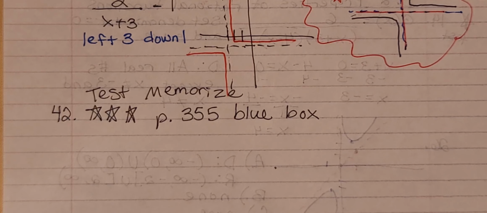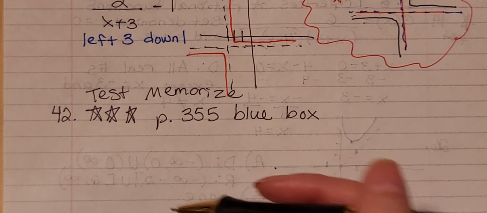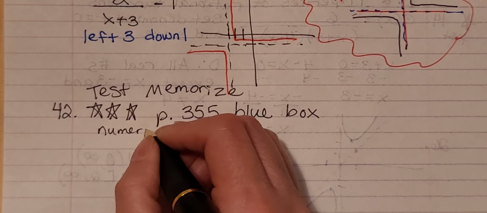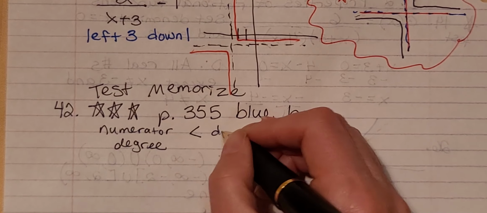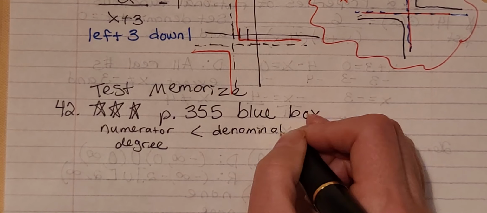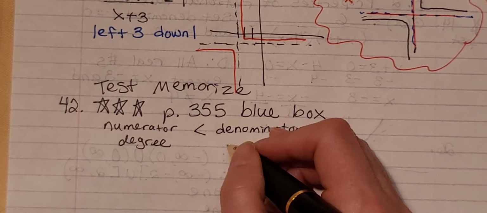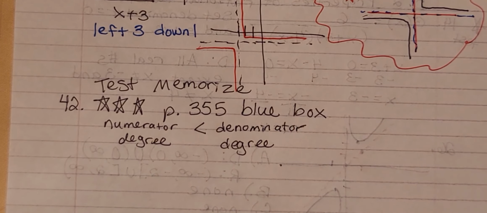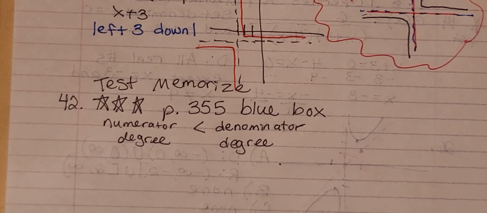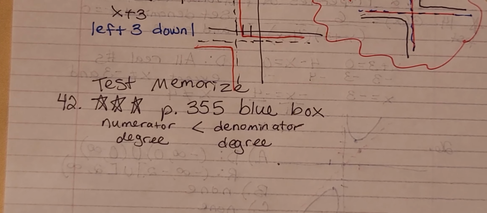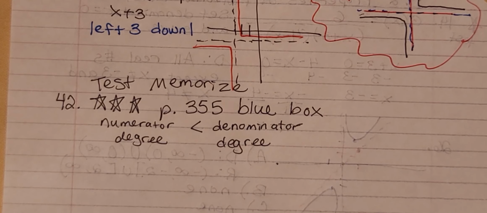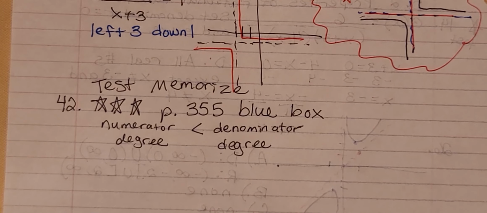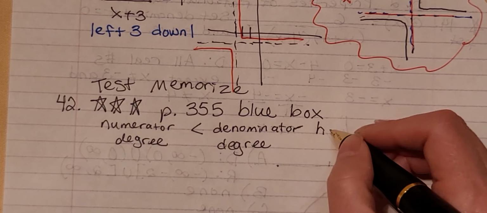degrees on them, okay? All right, so if the degree of the numerator is less than the degree of the denominator, okay, so if you have that, you're going to have a horizontal asymptote at the ratio. Or no, you're going to have a horizontal asymptote at y equals 0. I'm sorry, I misspoke. Horizontal asymptote at y equals 0.